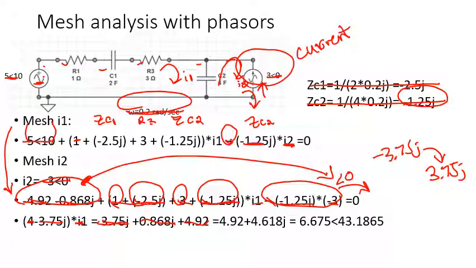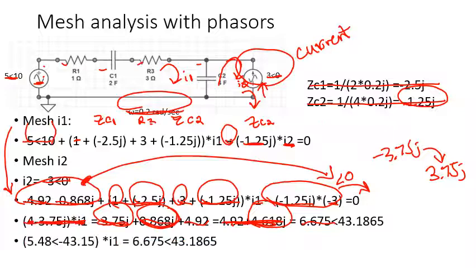Now I get to combine some terms. I have two J terms, this J and this J. So only one real term, 4.92. Combining my J's, I get 4.618J. Putting that in phasor form, taking the magnitude of this, square root of 4.92 squared plus 4.618 squared gets me 6.675, and the phase angle of 43.1865 degrees. Really have that whole thing still times my original one I had over here, I1. Now I'm going to write this out again so we can see that. That whole thing times I1 equals that phasor.